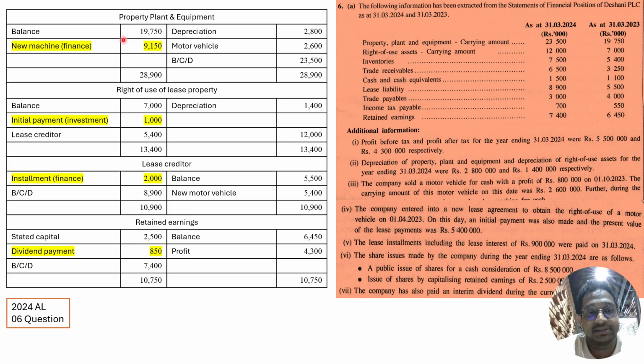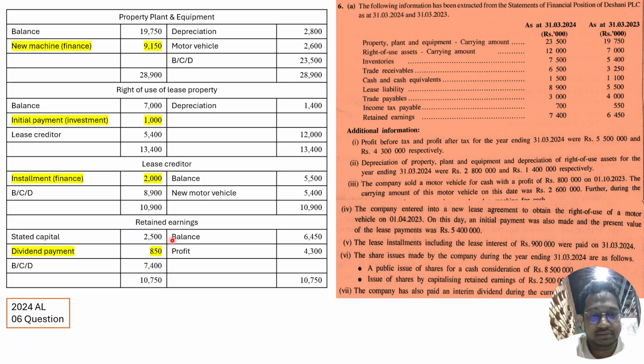And when you are balancing the property, plant, and equipment, you purchase, yes, you purchase a new machine. So balancing the property, plant, and equipment, you have to find out the new machine purchases. So opening balance and closing balance is given, and the depreciation is given. And that motor vehicle disposal carrying amount you should credit to here. Then you can find out the new machine purchase value, right?